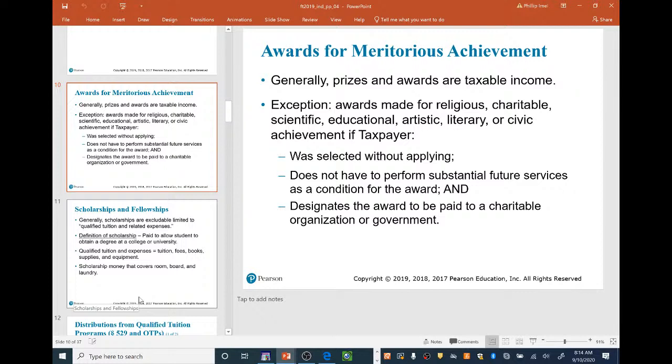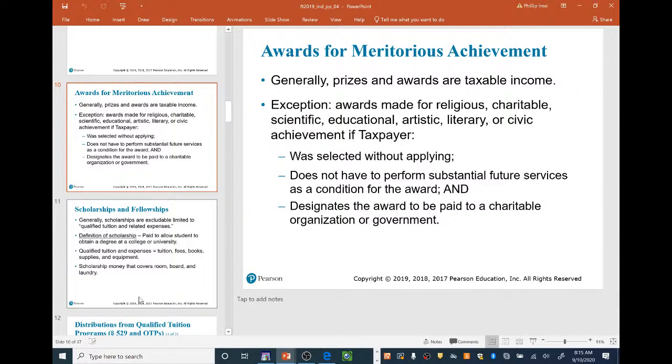So it says here that awards are generally taxable, right? Awards for religious, charitable, scientific, educational, artistic, literary, or civic achievement are going to be excluded from income only if the taxpayer did not enter the contest or proceeding, is not required to perform substantial future services, and designates a qualified charitable organization or governmental unit to receive the payment. Okay, so let's give an example about that.